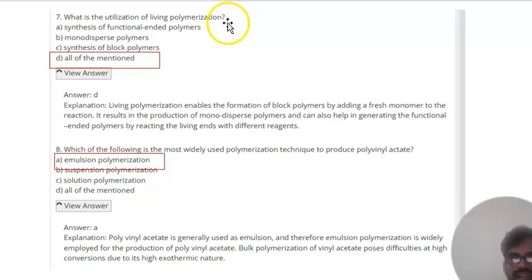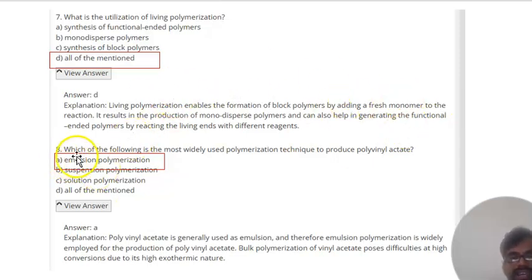What is the utilization of living polymerization? Here, all of the above is the answer: synthesis of functional end polymers, monodisperse polymers, and synthesis of block polymers. So the right answer is D. You can see the explanation is also given here.